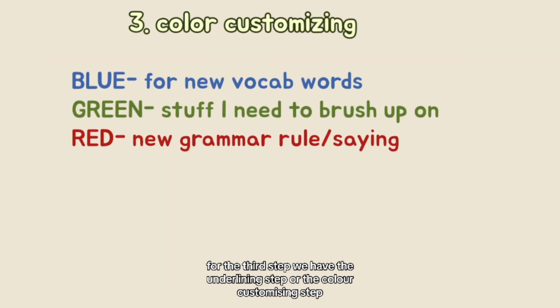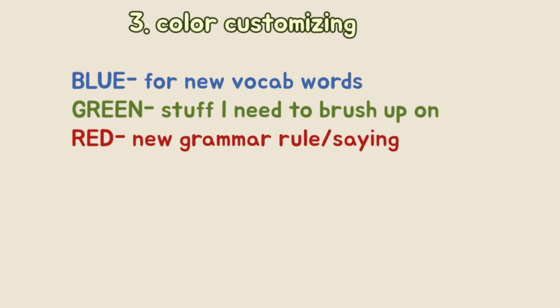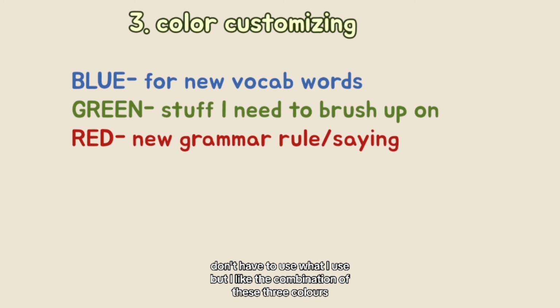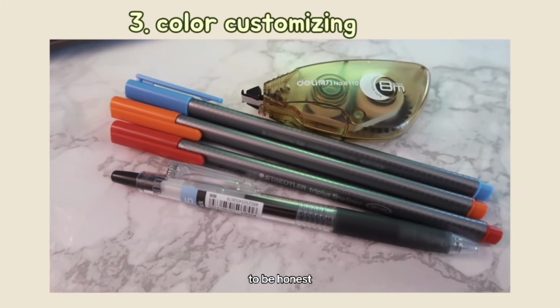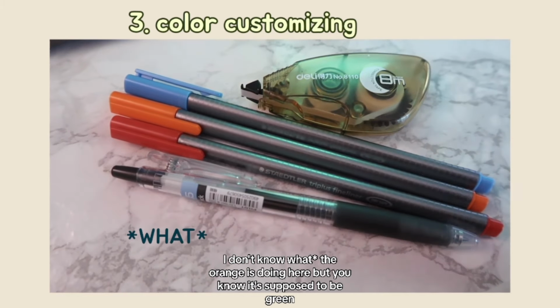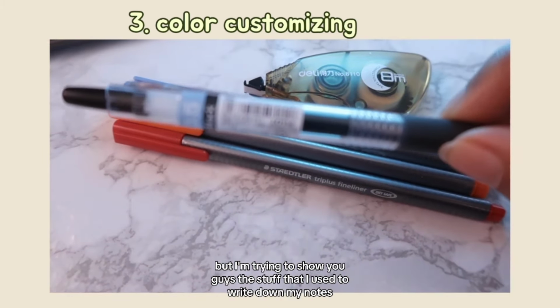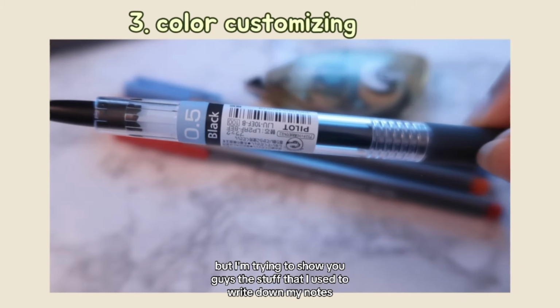For the third step, we have the underlining step or the color customizing step. So these are the colors that I use. You don't have to use what I use, but I like the combination of these 3 colors, the blue, green, and red. To be honest, I don't know why the orange is doing here, but it's supposed to be green. But I'm trying to show you guys the stuff that I use to write down my notes.